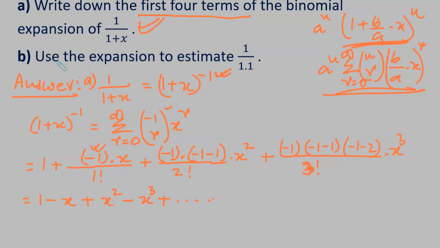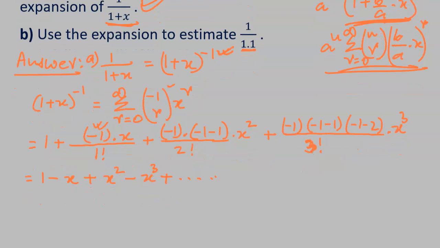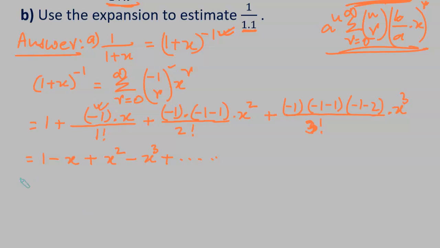Subpart B says, use the expansion to estimate 1 over 1.1. If we relate this 1.1 to 1 plus x, we can see that x value is equal to 0.1, because 1.1 can be written as 1 plus 0.1. So x is equal to 0.1.